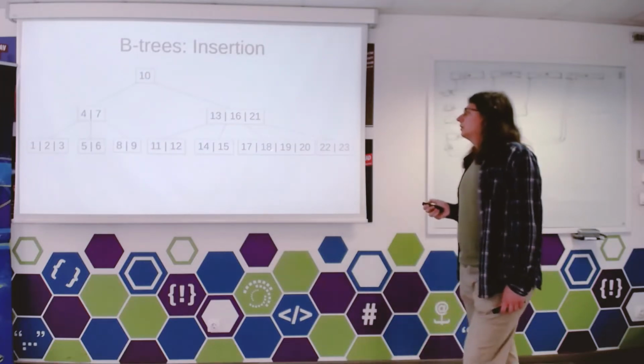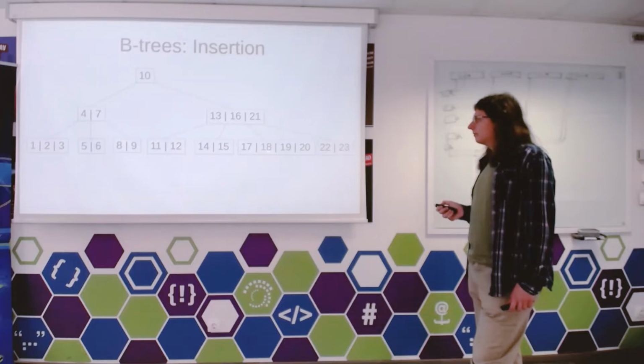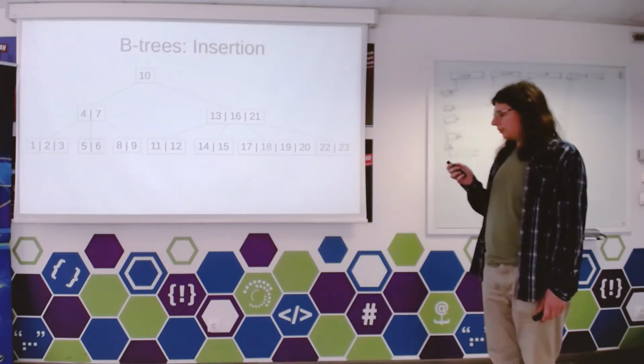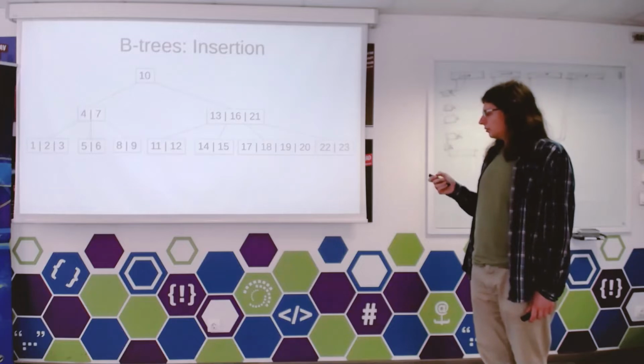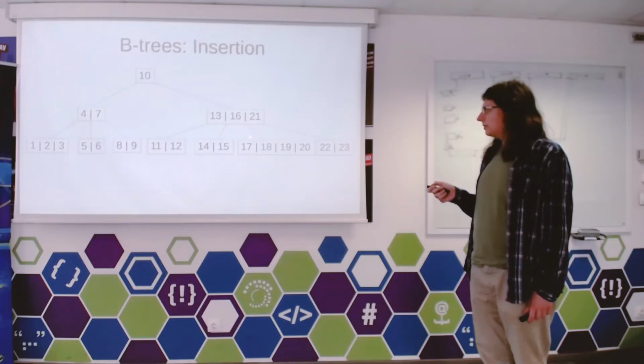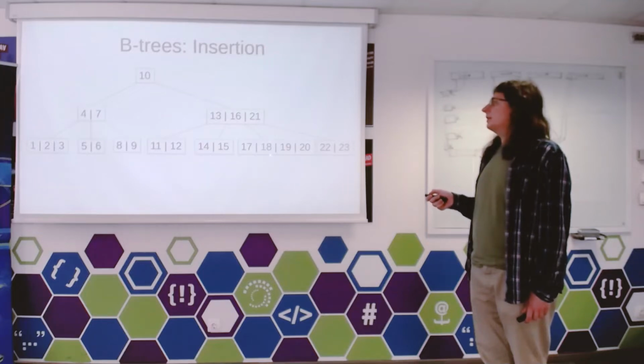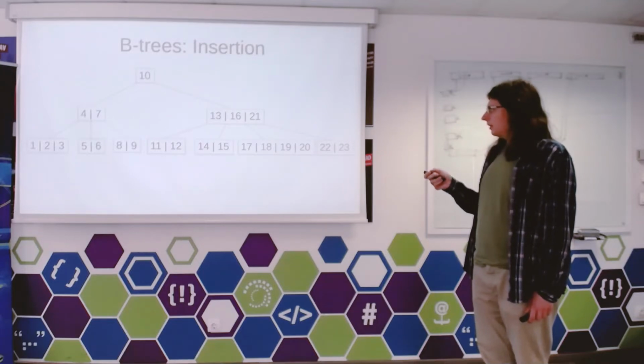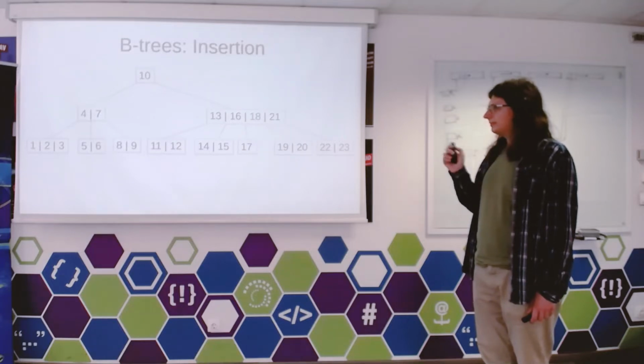So here we are inserting 18. But we have a problem because this node now has 4 elements, and that's not supposed to happen. We're only supposed to have up to 3 elements. So we'll have to split it into parts. One will be 17 and one will be 19 and 20, with 18 as a value between them. And that 18 will be inserted right here, like this.